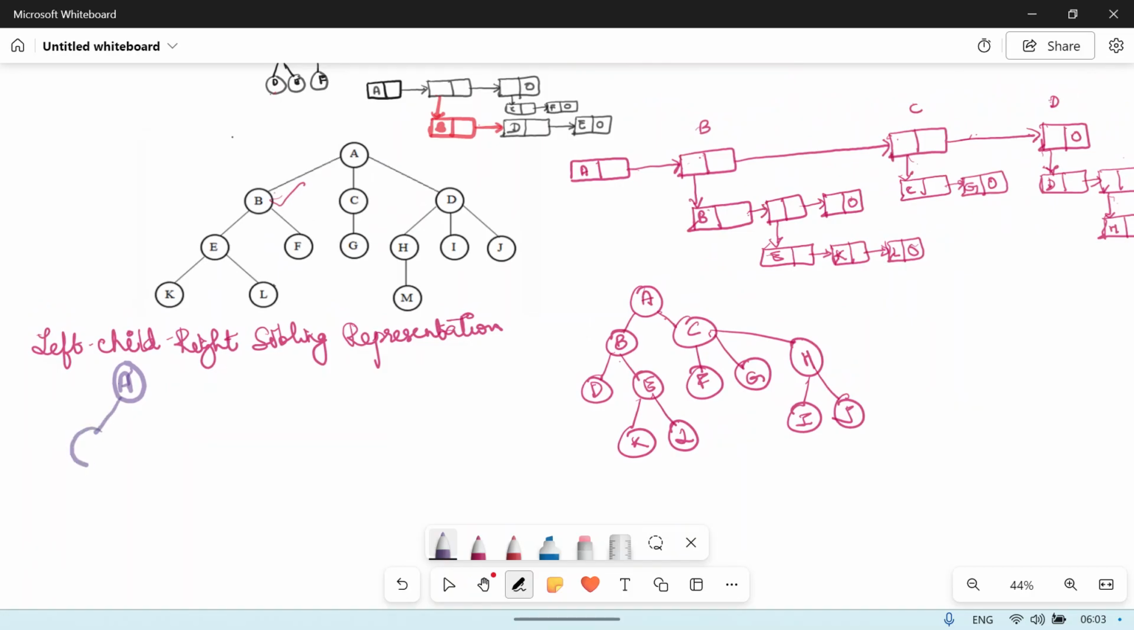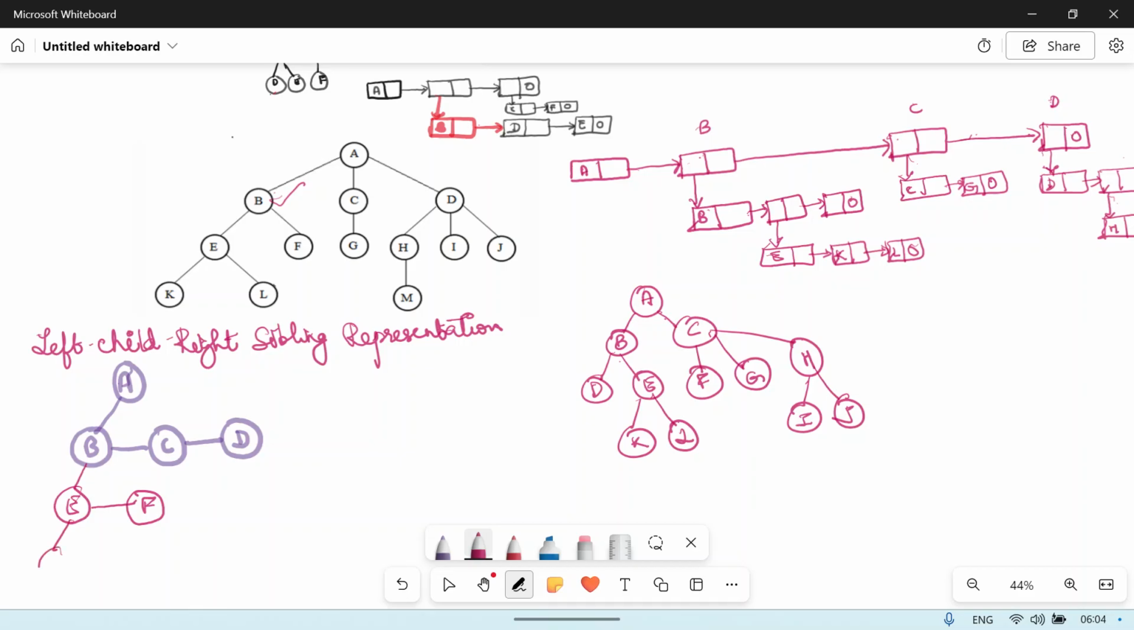Then write the left child like this, and all its siblings in the same line. C and D. Like this. Are you understanding? You write the left child and all its siblings in the same line. Likewise, let us go for the next line. So E will come here and its sibling F will come in the same line. Like this.